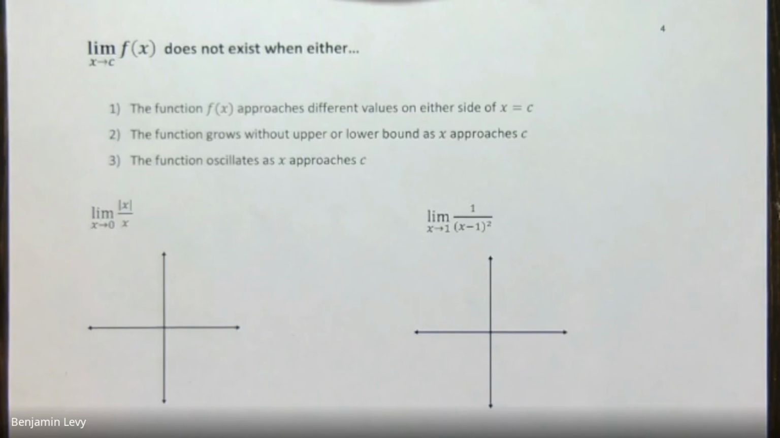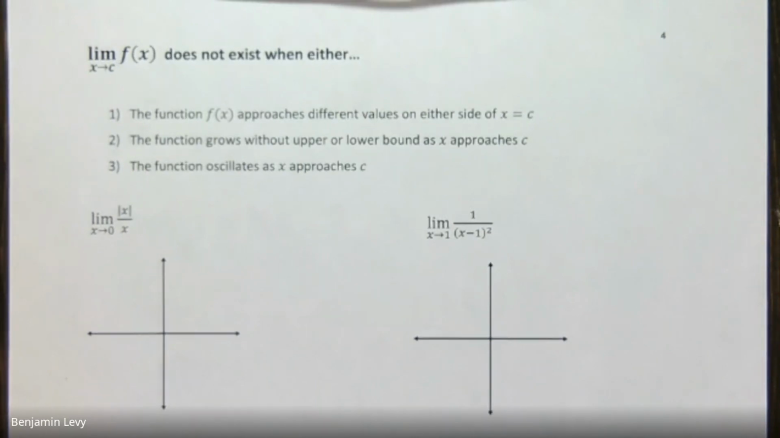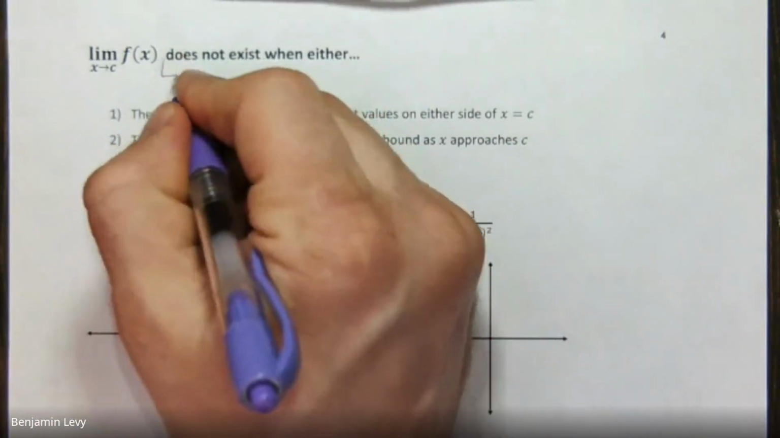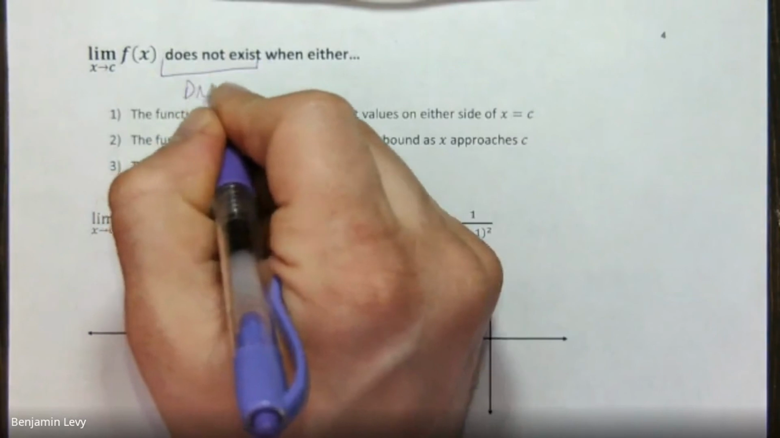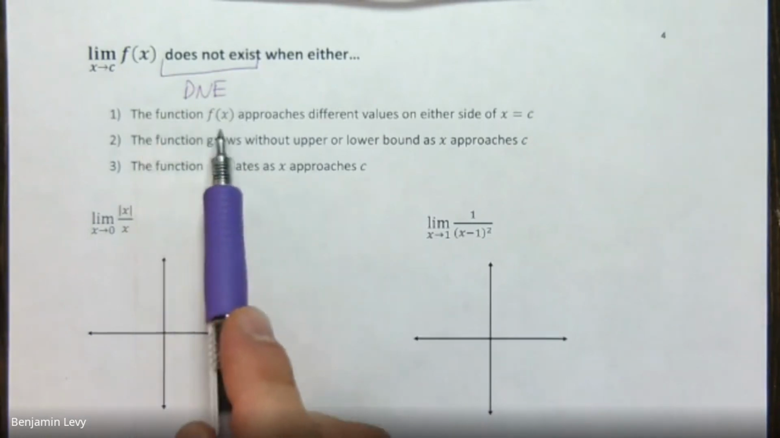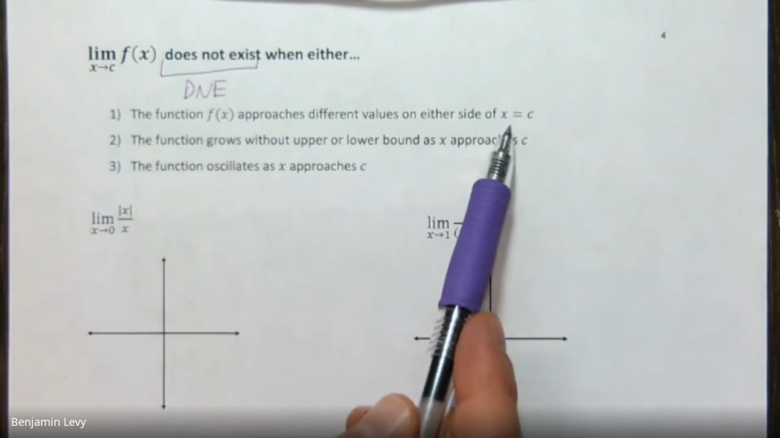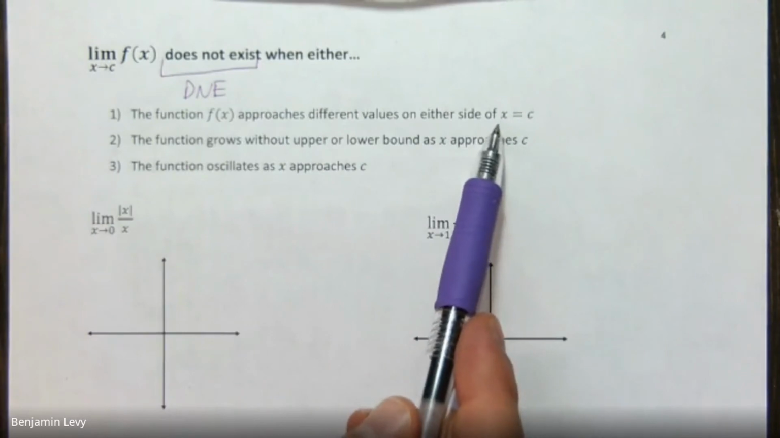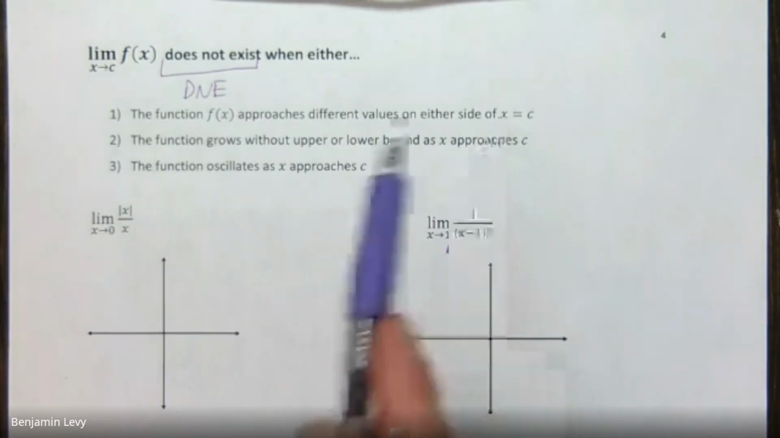All right. So this page, as you can see at the top, it's all about limits when limits don't exist. And I oftentimes abbreviate does not exist with just DNE. Just be aware of that. So a limit doesn't exist when one of these three things happen. So the first thing that might happen is the function approaches different values at either side of the place you care about. So like on this first one.